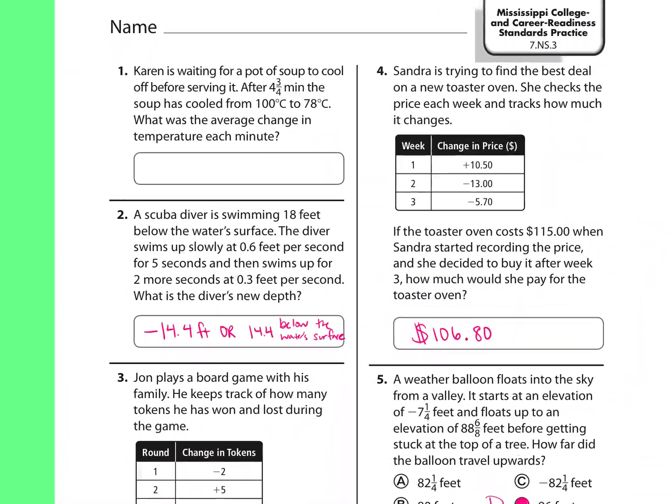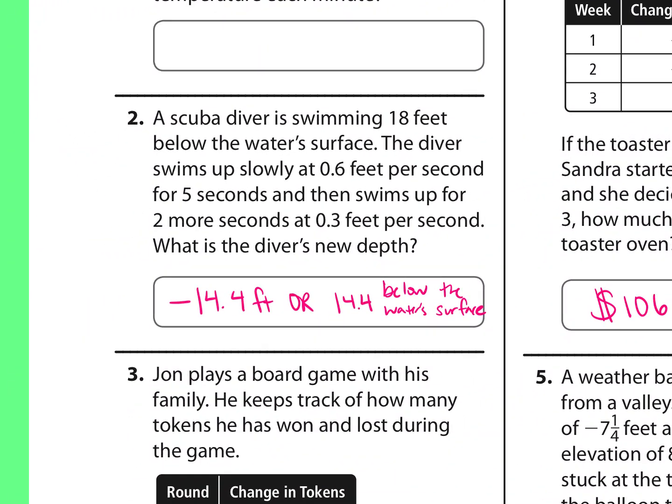In S3, number 2, a scuba diver is swimming 18 feet below the water's surface. The diver swims up slowly at 0.6 feet per second, going up for 5 seconds, and then swims up for 2 more seconds at 0.3 feet per second. What is the diver's new depth?